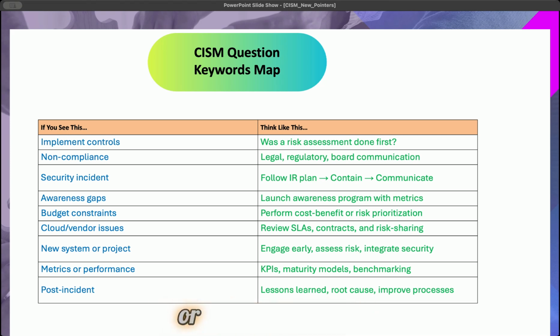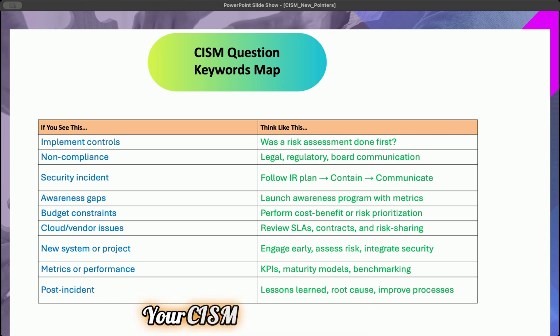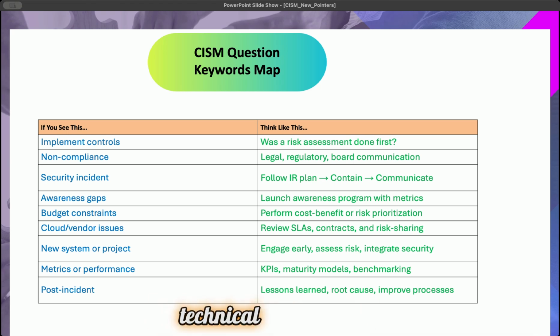Next is the metrics or performance. Ask the question as a CISM: are we using the right KPIs and KRIs to measure effectiveness? Are we tracking control performance or program maturity? Your CISM mindset should be to pick the answers that include monitoring, measurement, and reporting to leadership. Avoid vague or purely technical metrics.